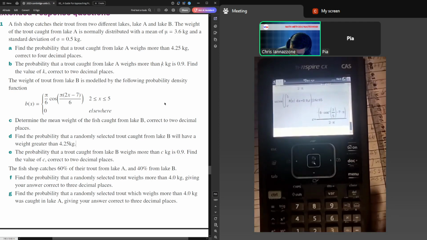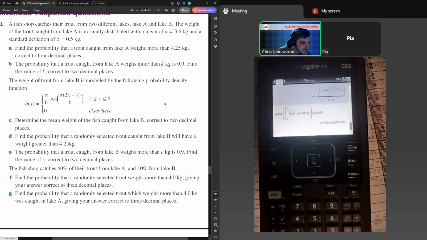You still get some weird exact value. That's fine. Just control enter it. We're supposed to do 2 decimal places anyway. So looking at 2.61, which, as we expect, is not too much further from 2, because 0.9 is a big probability. It'd be very unlikely if it was concentrated all at the very end. But yeah, that's that.